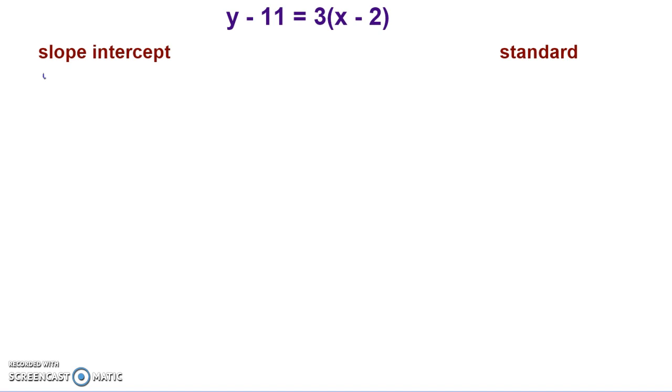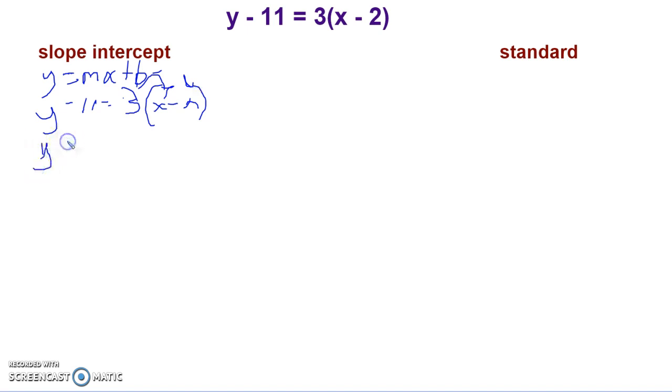So first thing we want to do is solve for slope-intercept. And just a reminder that slope-intercept is y equals mx plus b, which means that we're going to be solving for y. So in order to solve for y, the first thing we need to do is distribute. So we have y minus 11 is equal to 3 times the quantity of x minus 2. And so we're going to distribute this 3 across, both here and here. And so we end up with y minus 11 is equal to 3 times x, which is 3x, and 3 times negative 2, which is going to get us negative 6.